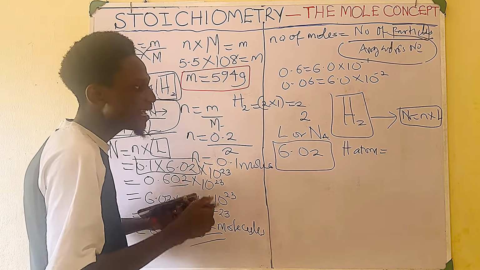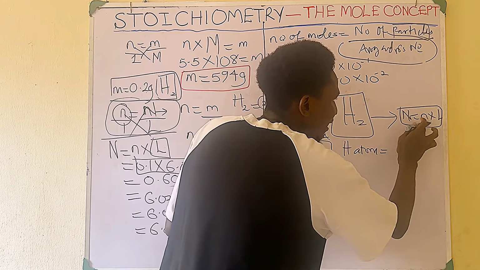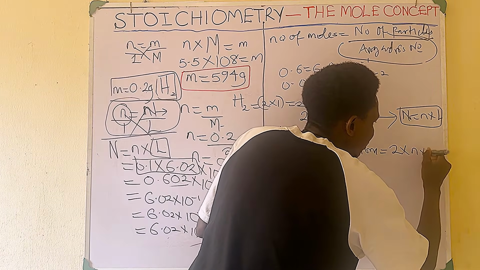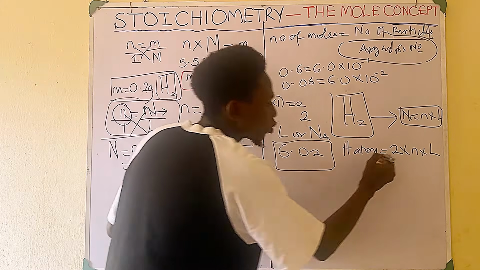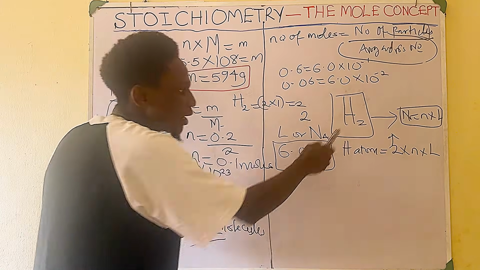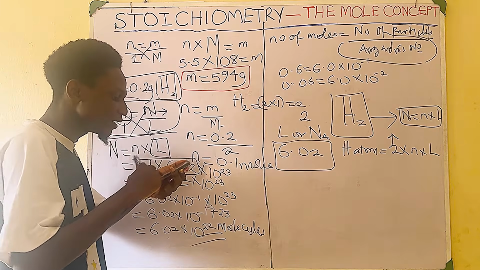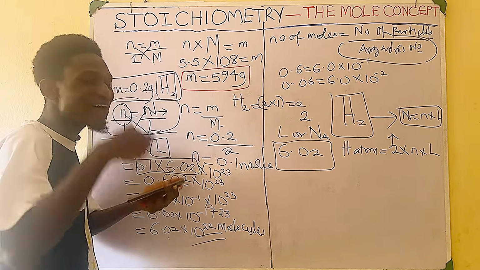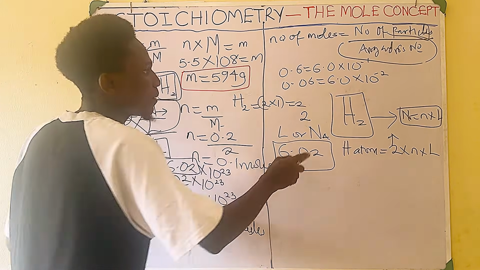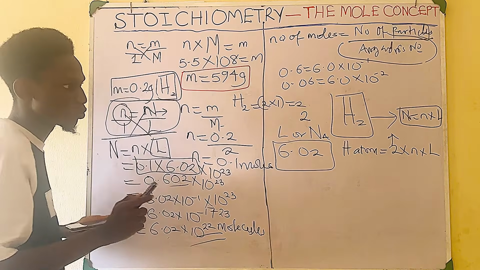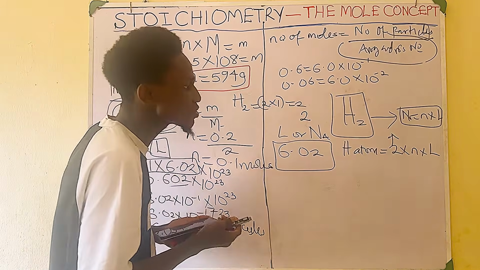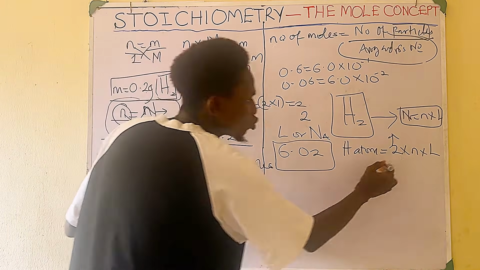So what does that mean? It means that my formula is not going to just be n times L now. It's going to be 2 times n times L, the number of atoms found in the hydrogen molecule. The question said, calculate the number of atoms, not the number of molecules. If the question said number of molecules, I'm satisfied with this answer and I'm good to go. But now it said number of atoms, so we have 2 atoms in this guy. So I'm going to do 2 times n times L.